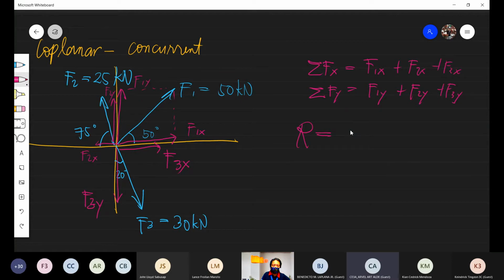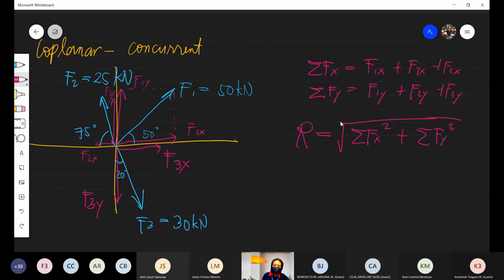Sir, wait. You're still searching in your notes. The resultant is the square root of the summation of Fx squared plus the summation of Fy squared. Okay, no, no, no, please don't compute yet. I'm just showing you the formulas and ways to solve because I want you to appreciate what I will discuss later.